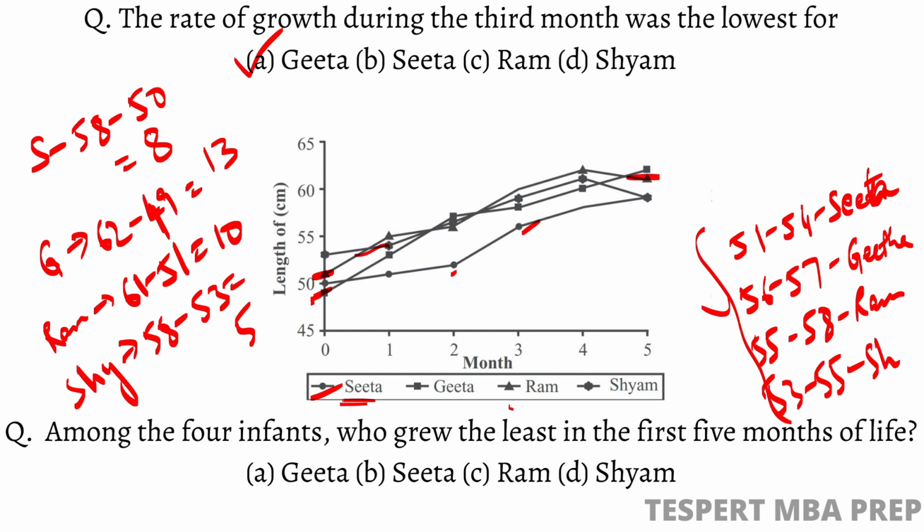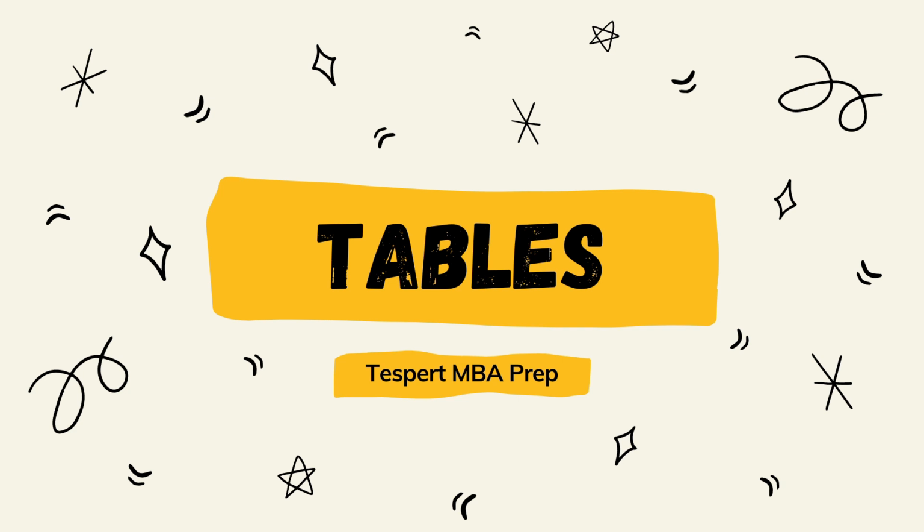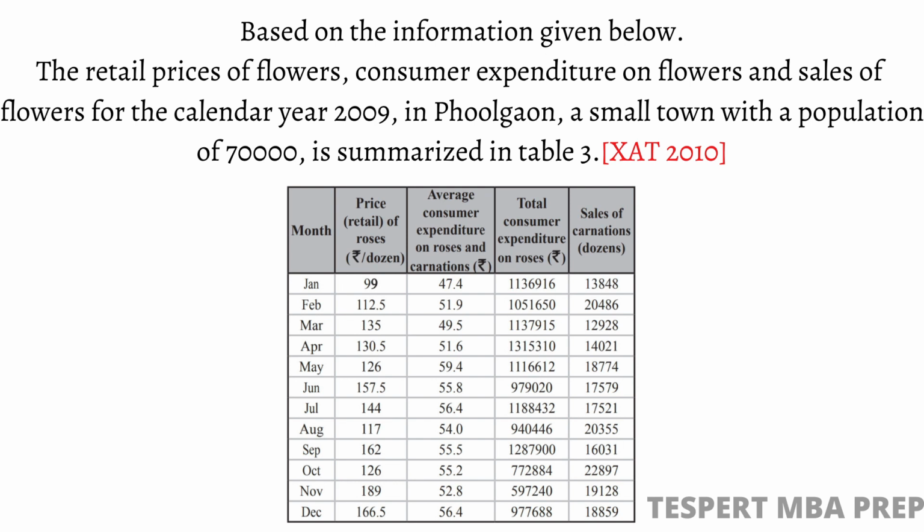So who has the least growth in the first 5 months? It's Shyam. Let's move on to the second type, that is the data tables. This is a frequently asked question in almost every MBA entrance exam. However, the difficulty level varies, as we know. This is a XAT 2010 question.